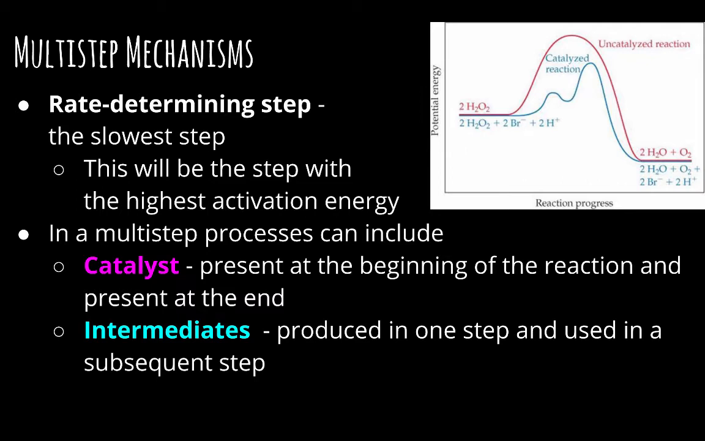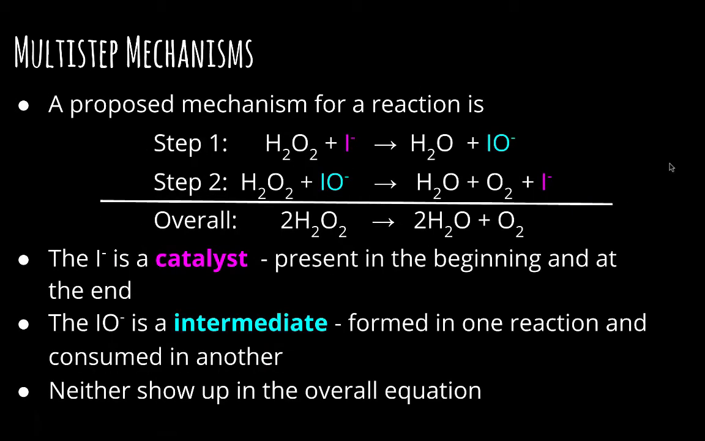So again, it does not show up in the overall reaction because it's made and then it gets used up in the next step. It would be a product in step 1 and a reactant in step 2, and it would get used up. So here's a proposed mechanism for the decomposition of hydrogen peroxide. Instead of happening in one step, it's broken down into 2 steps, and you can see there's a couple extra things going on there.